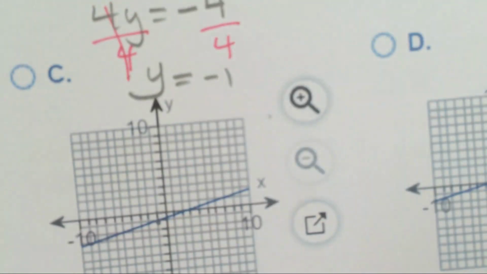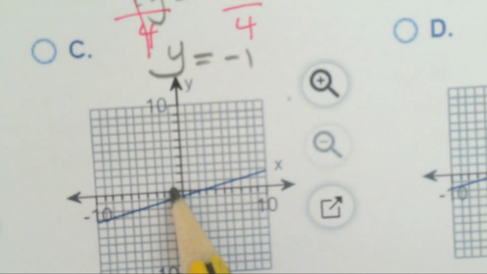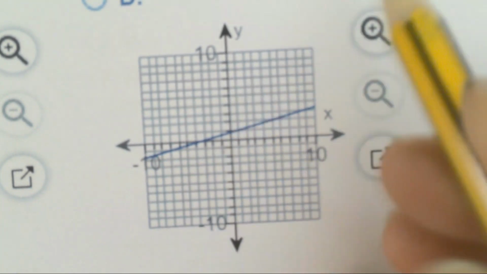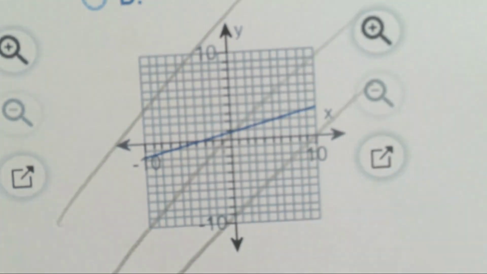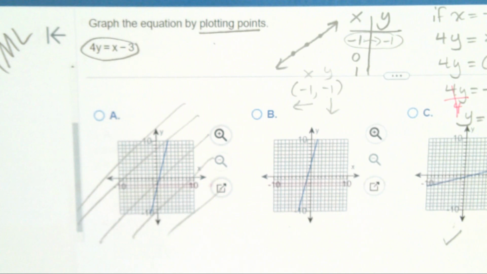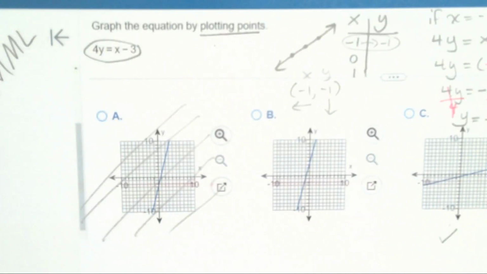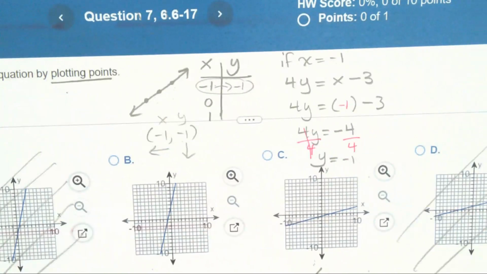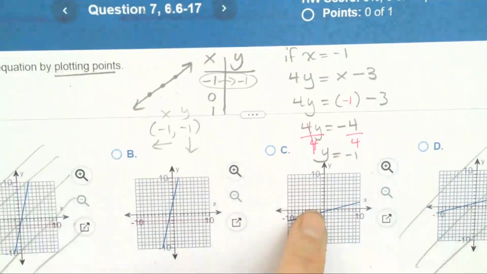The next one, left 1, down 1, you can clearly see that that point is on the line. So it might be this one. Let's look at this one. Left 1, down 1 is not on the line, so it's not D. Okay, so we have used our table of values to create a point. Okay, so now let's do another point and see if it's going to be graph B or graph C.